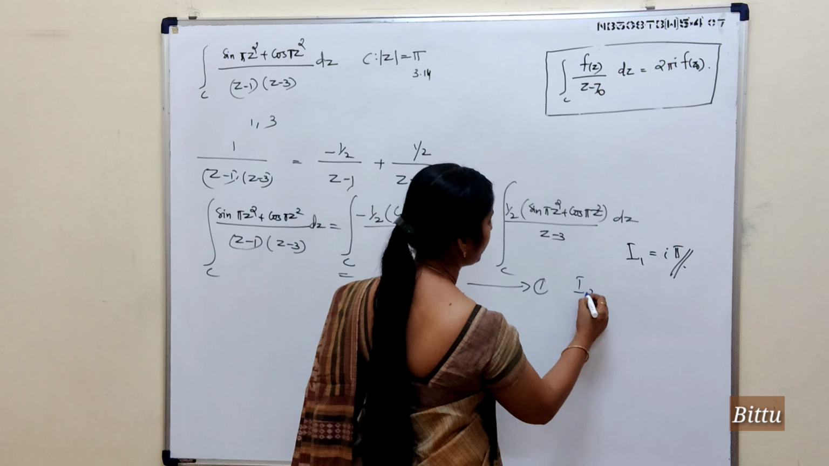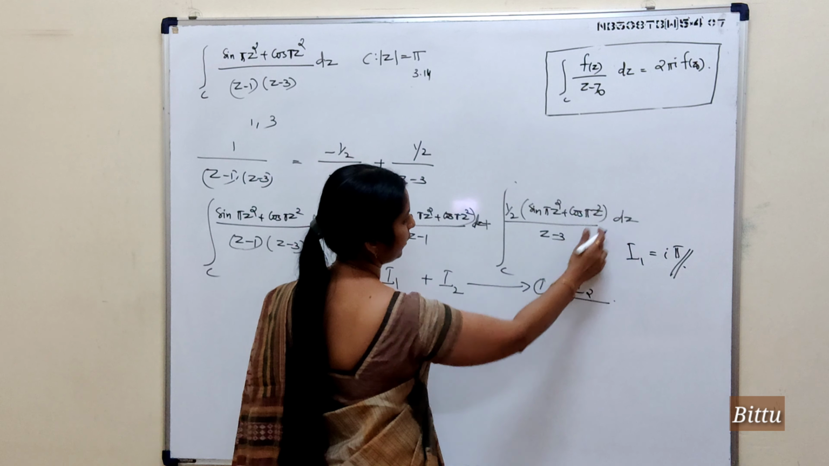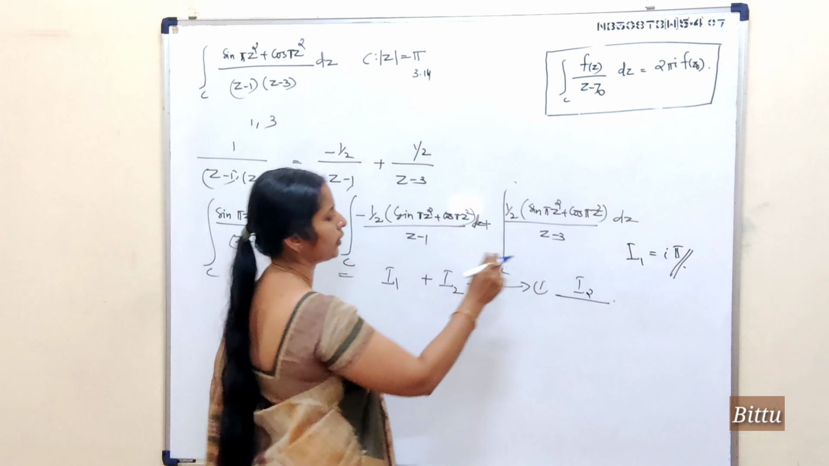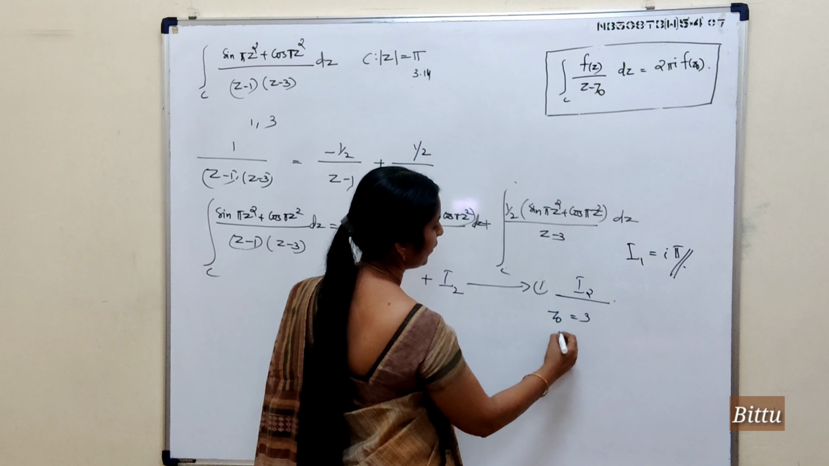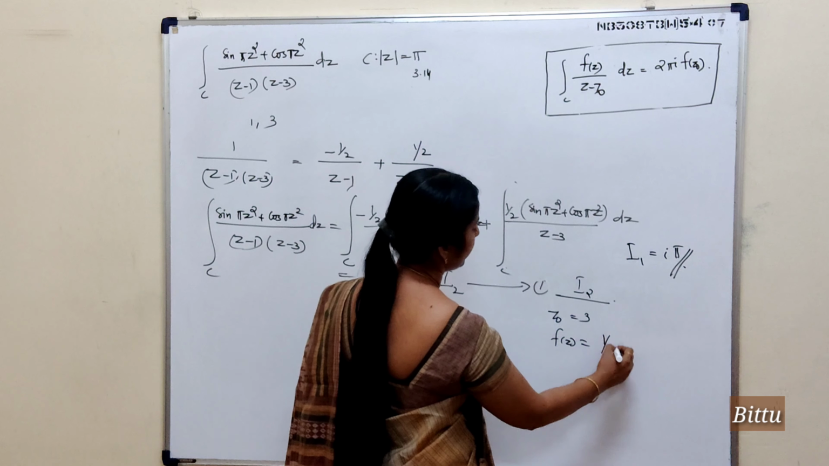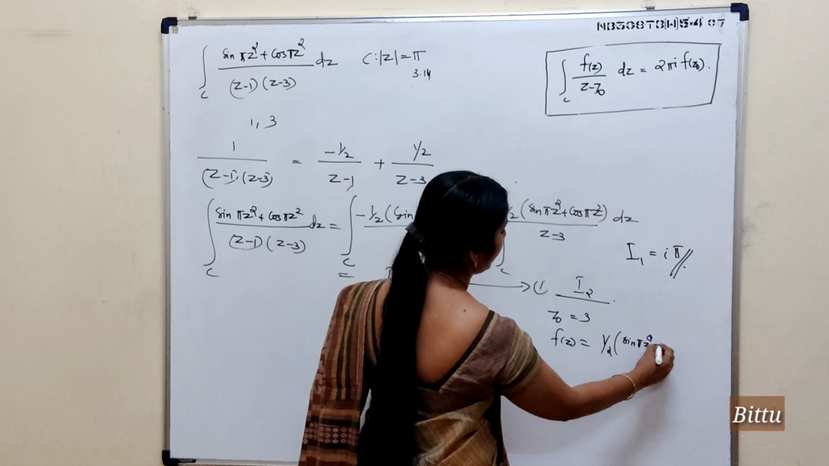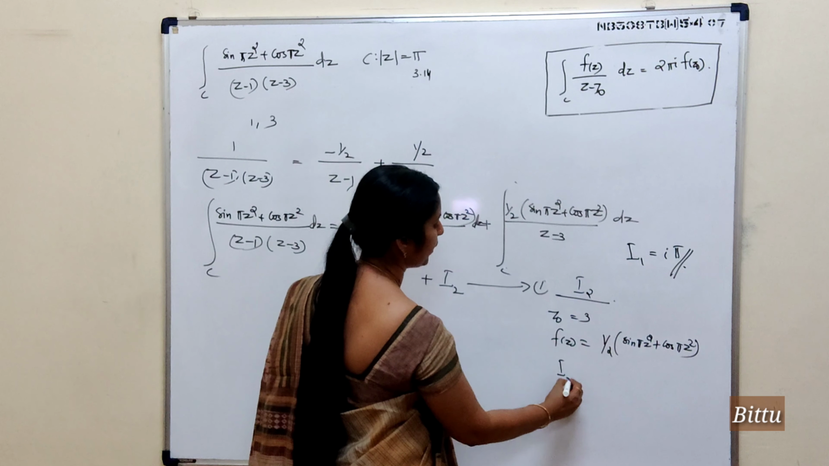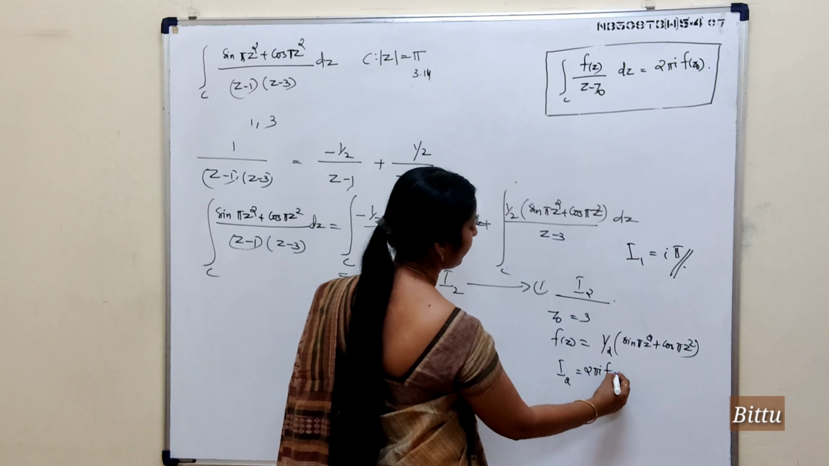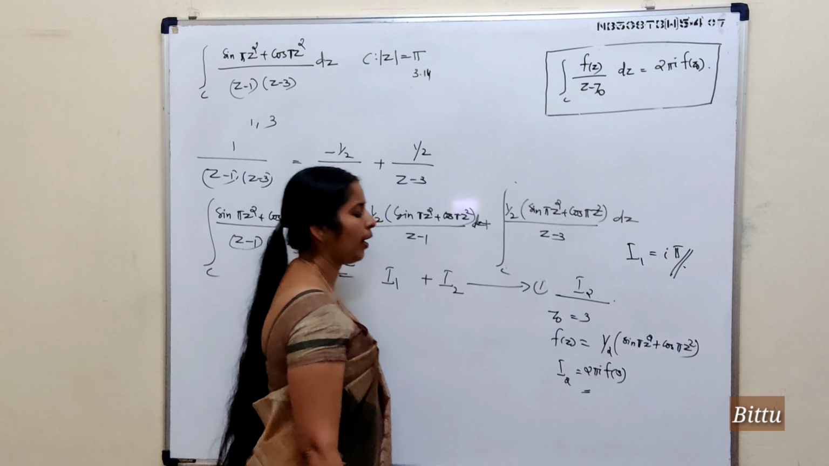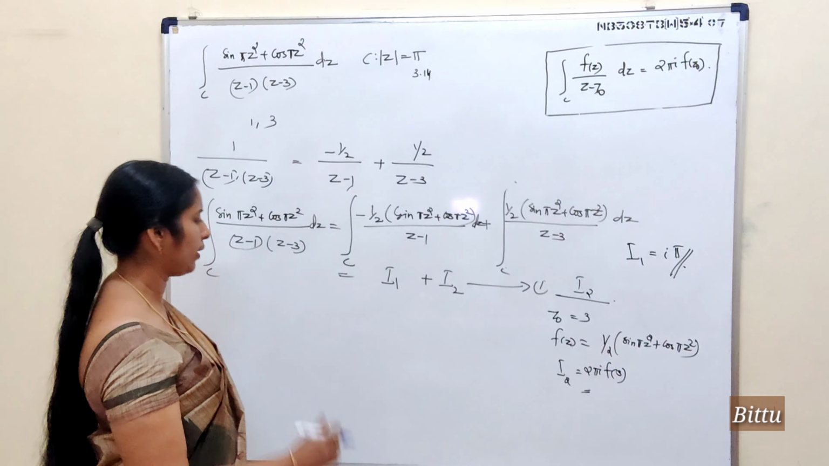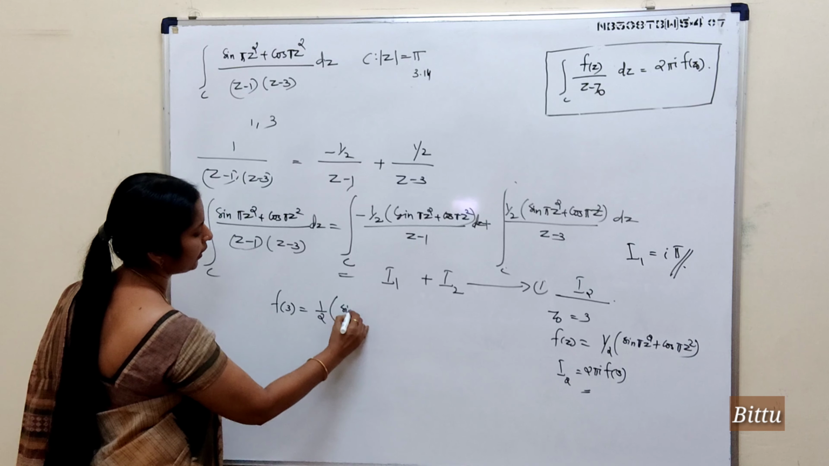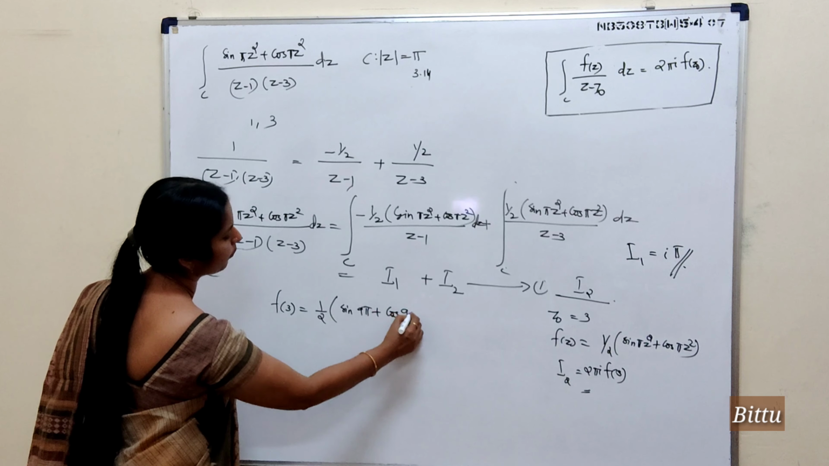Next we have to find I2. See, I2 is this integral. We have to evaluate this integral with the help of Cauchy's integral formula. So clearly what is z0? z0 is 3. So f(z) is half into (sin pi z square plus cos pi z square). By Cauchy's integral formula, I2 is 2 pi i into f of z0, that is f(3). Next we have to find f(3). So what is f(3)? f(3) is 1 by 2 (sin 9 pi plus cos 9 pi).